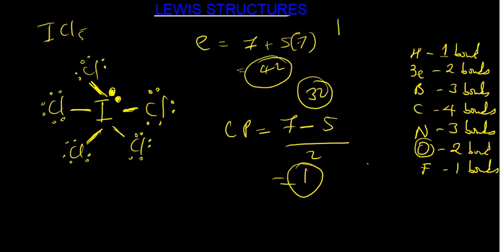It is different in PCl5, where the phosphorus didn't have any lone pair.